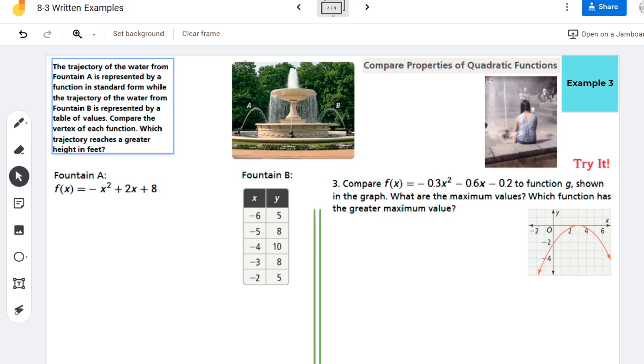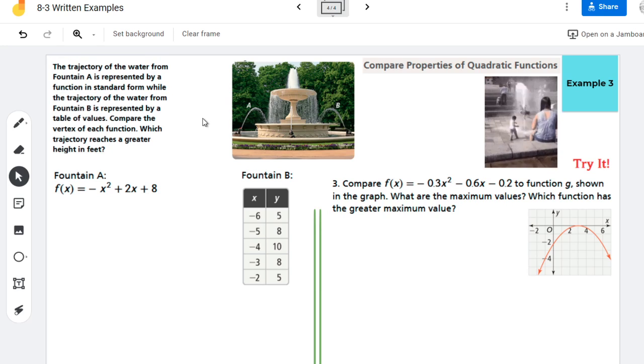In today's video, I'm covering example 3 from lesson 8-3 in the SavvasRealize Algebra 1 textbook. The goal of today's video is to compare properties of quadratic functions.